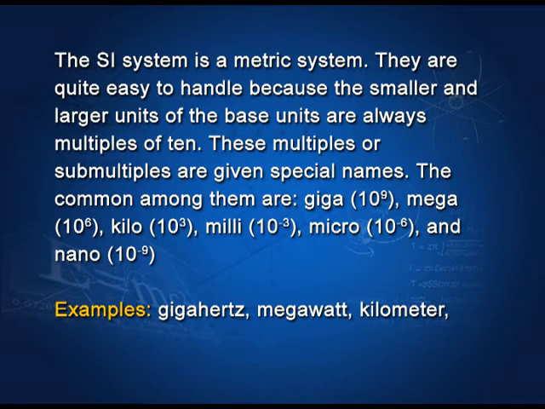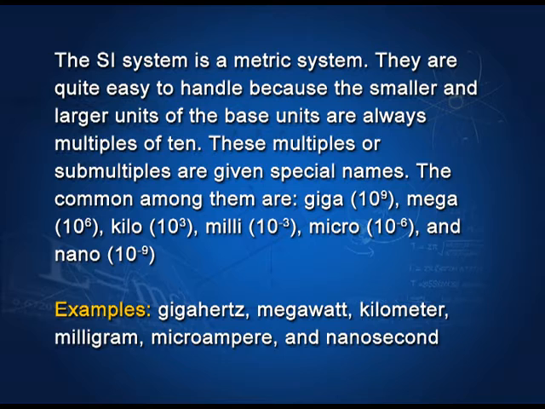Examples are gigahertz, frequency is measured in gigahertz, you know. Megawatt, power is measured in megawatts. Kilometer, distances are measured in kilometers. Milligram, very small amounts of substances are measured in milligrams. Microampere, small amounts of currents are measured in microamperes, and very precise times are measured in nanoseconds.